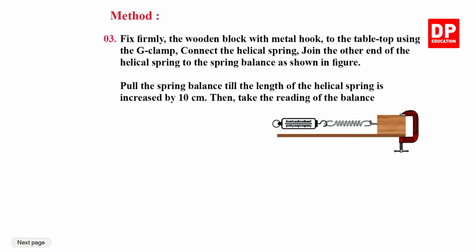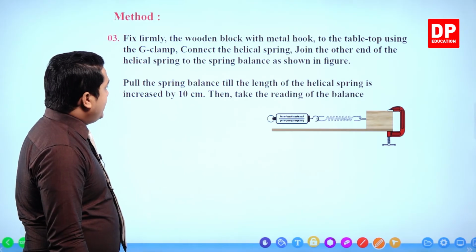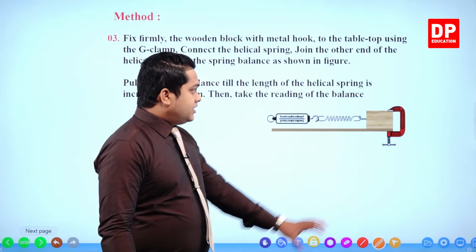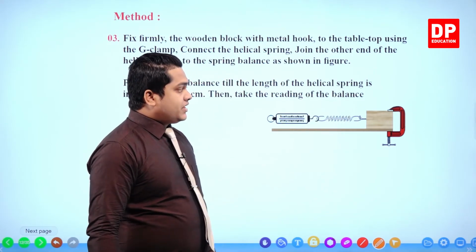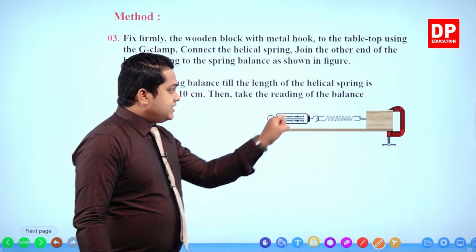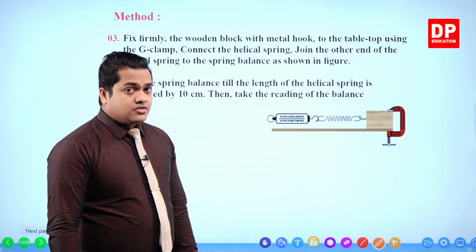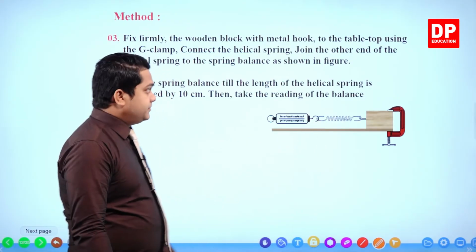Right. Number 3. Fix firmly the wooden block with the metal hook to the tabletop using the G-clamp. Connect the helical spring, join the other end of the helical spring to the spring balance as shown in the figure. Now what you have to do? You have to clamp it using the G-clamp to a tabletop. Then you have to insert the helical spring onto that hook over here, right? Then after that, what you have to do? Place the spring balance at the other end and fix the hook of the spring balance to the hook of the helical spring like this, according to figure number 3.